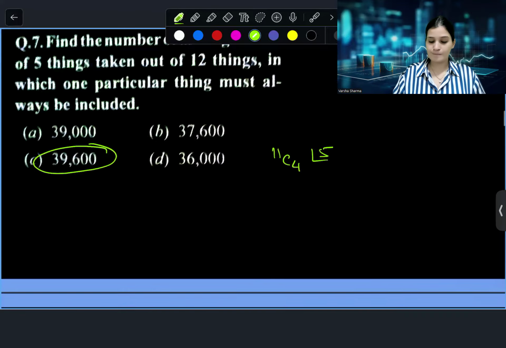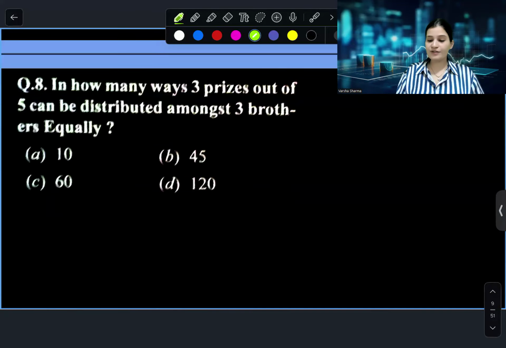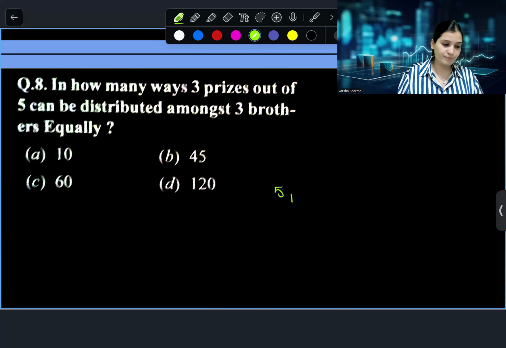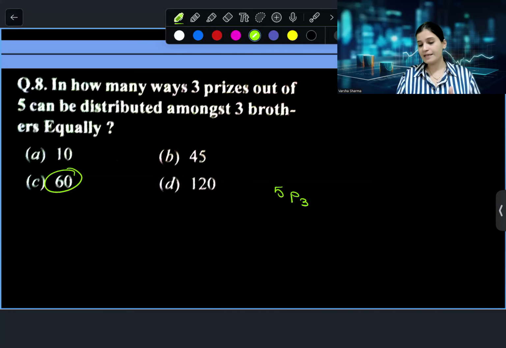No, ma'am. In how many ways can 3 prizes out of 5 be distributed among 3 brothers equally? That means 3 prizes need to be awarded. Prize, so it matters. 5P3, 60. First prize can be awarded in 5 ways, second prize can be awarded in 4, then the third.